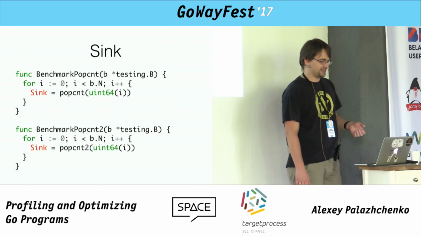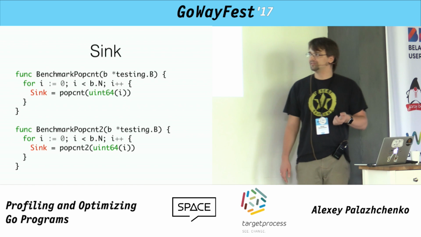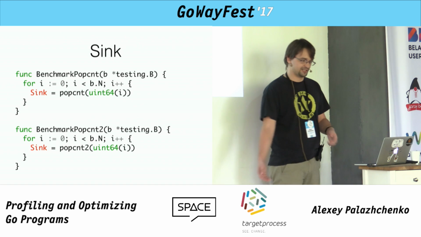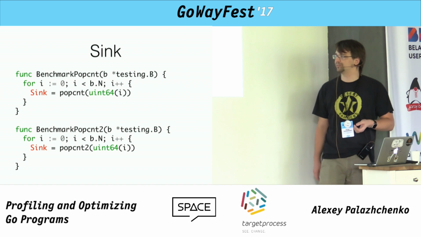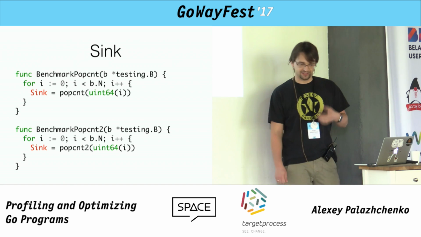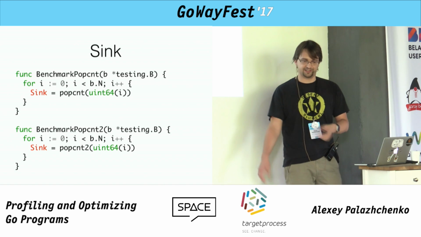So the proper way to benchmark this code is to add some side effect. We assign the value returned by this function to some sink variable, which should be a global variable, and also probably should be an empty interface. So we always have some side effect, and the compiler can't observe that this sink value is never used.